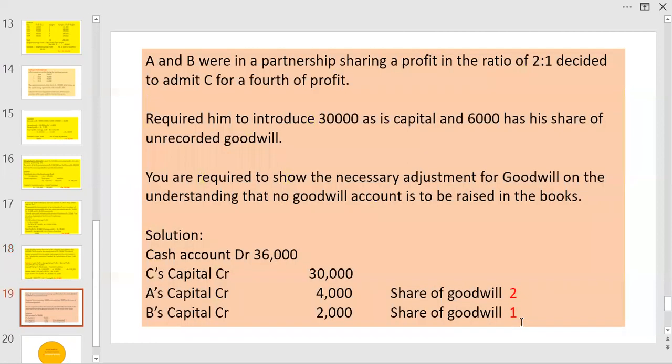The last illustration. A and B were in partnership sharing profit in a ratio of 2:1, and decided to admit C for a fourth of profit, requiring him to introduce 30,000 as capital and 6,000 as his share of unrecorded goodwill. You are required to show the necessary adjustment for goodwill on the understanding that no goodwill account is to be raised in the books. The answer is one journal entry, debiting cash with 36,000, that is 30,000 of C's capital plus 6,000 of his share of goodwill, crediting C 30,000, A 4,000, B 2,000.